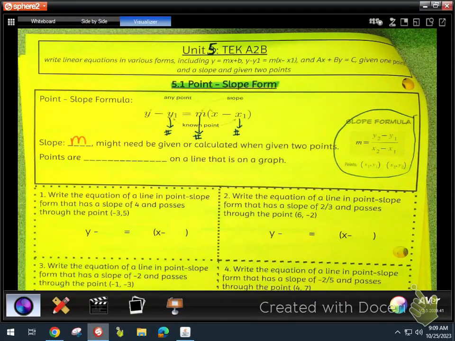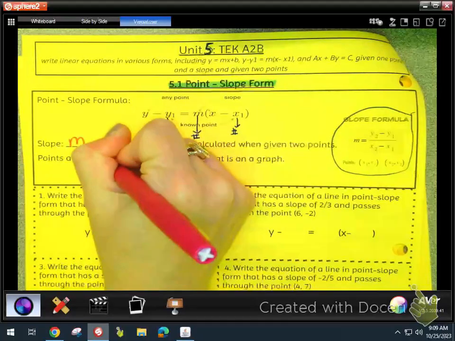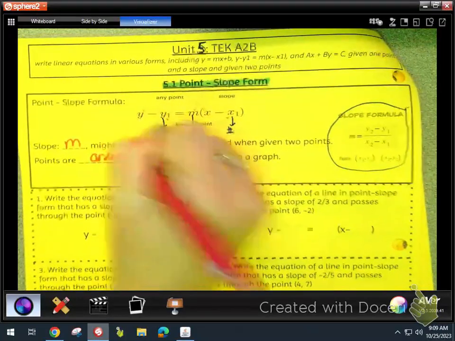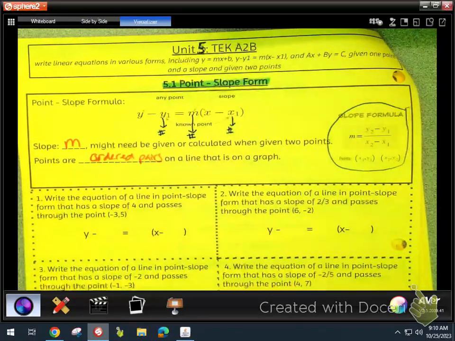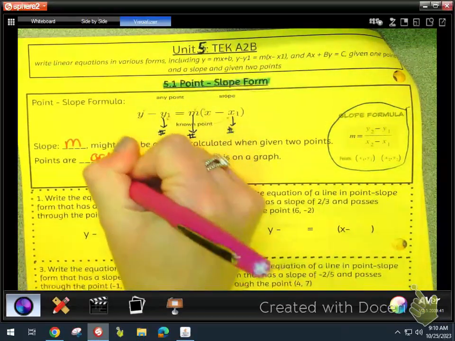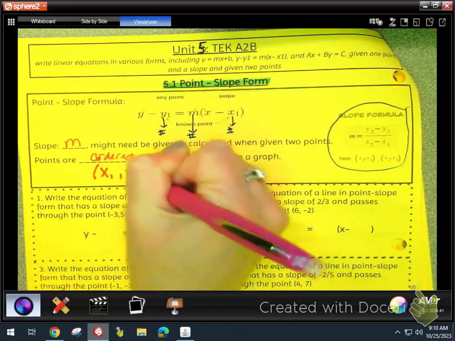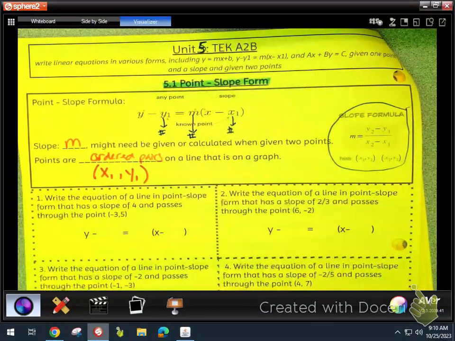But then the other thing is the points that we use. So remember, your points are coordinates. They're ordered pairs that are on a line, on a graph. And those are usually going to be given to you, and they're going to look like this: x1, y1. So remember, ordered pairs go in the order like the alphabet. The x value will be first, the y value will be second.